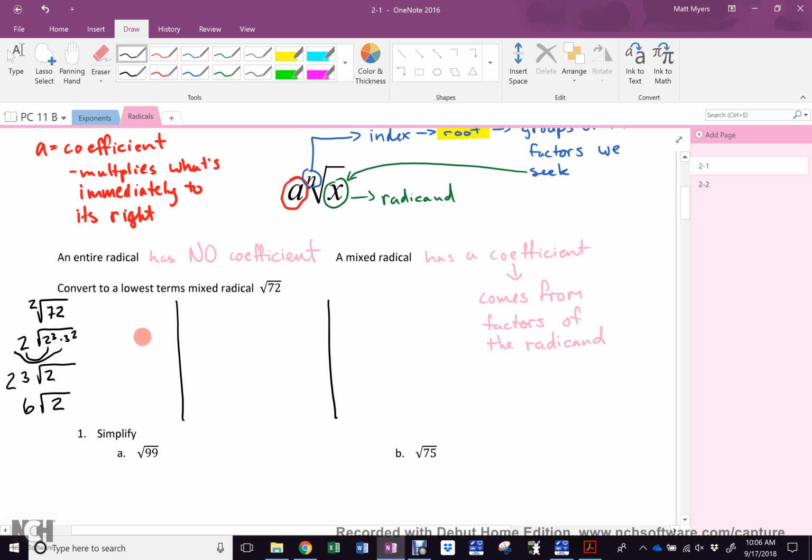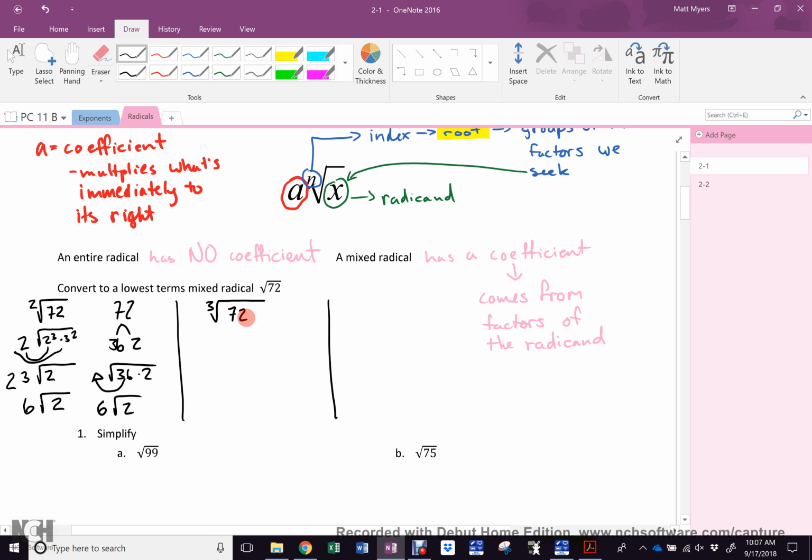Now, of course I said there's a shortcut. You can also do this. 72 is 36 times 2, and you can stop there. Why? 36 has a square root, doesn't it? What is it? 6. So out comes a 6, and a 2 stays under there. Does everybody remember this? Good.